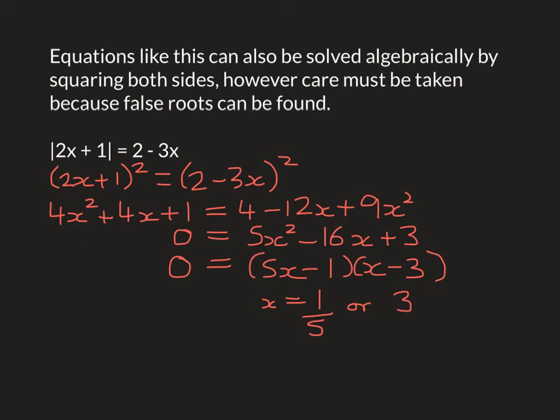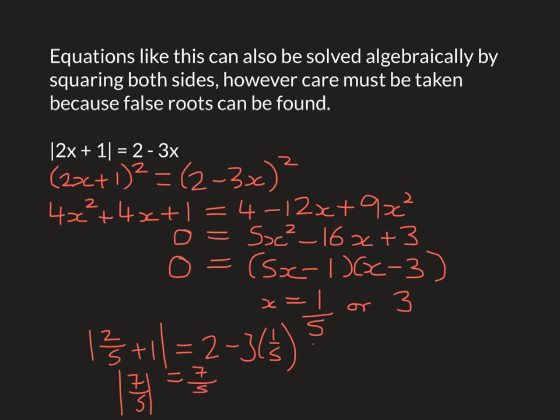So let's put in a fifth to begin with. So I will have 2 fifths plus 1, and I want to know if that is the same as 2 minus 3 lots of a fifth. And I get 7 over 5, the modulus of 7 over 5 equals 7 over 5. So yes, that is definitely a solution. Brilliant. Let's put in 3. So I want to know if the modulus of 7 equals 2 minus 9, which is negative 7. That is not correct. So that is not right. So there is only one solution.